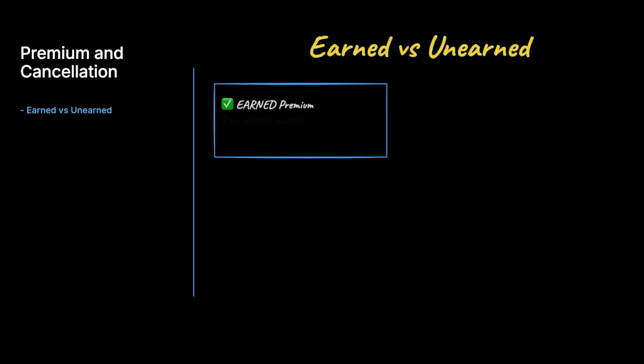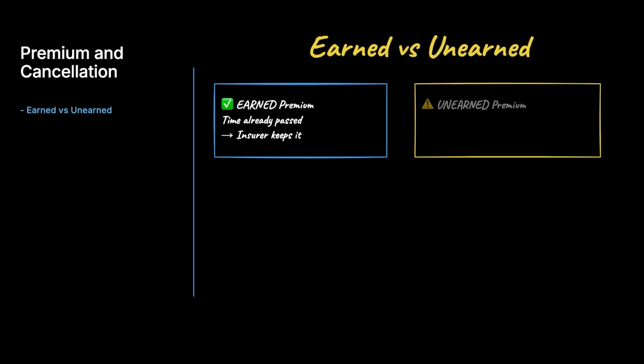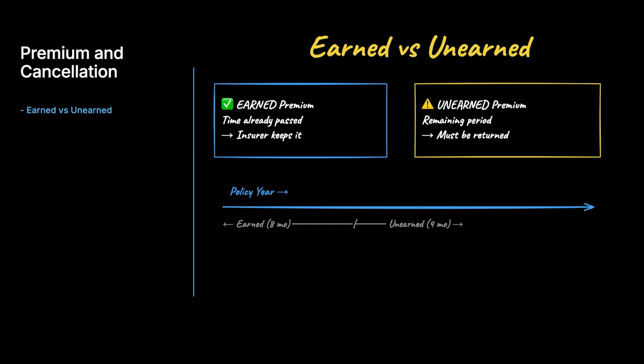Now let us calculate premiums and cancellations, an area full of easy points once it clicks. Start with earned and unearned premium. When an insured pays a full year upfront, the insurer has not earned it all yet. Earned premium covers time already passed, while unearned premium covers the remaining period and must be returned if cancelled.